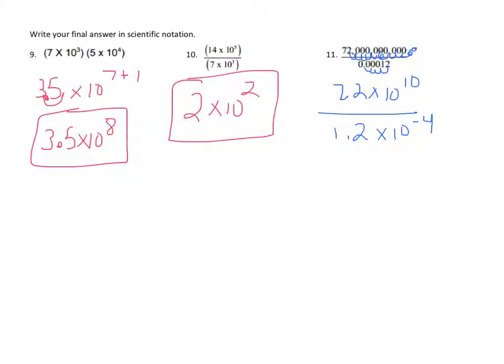Anytime you move backwards like that, it's positive, but when you got to move it forward, it's negative. If the number's bigger than 1, it's a positive. If it's a number smaller than 1, it's negative. So now use your calculator. 7.2 divided by 1.2, 6. Subtract, so you get times 10 to the 14th. Okay?